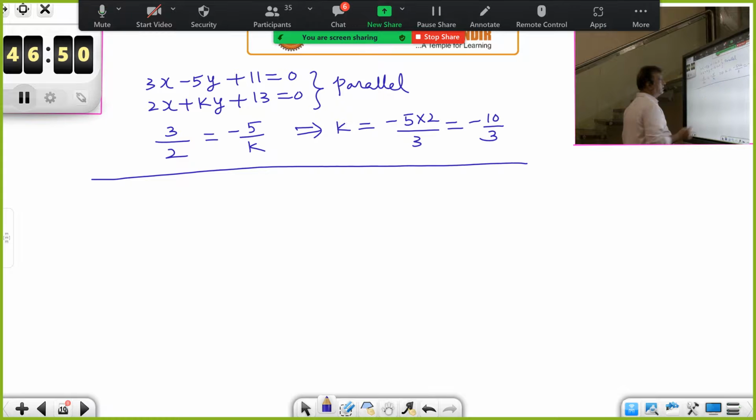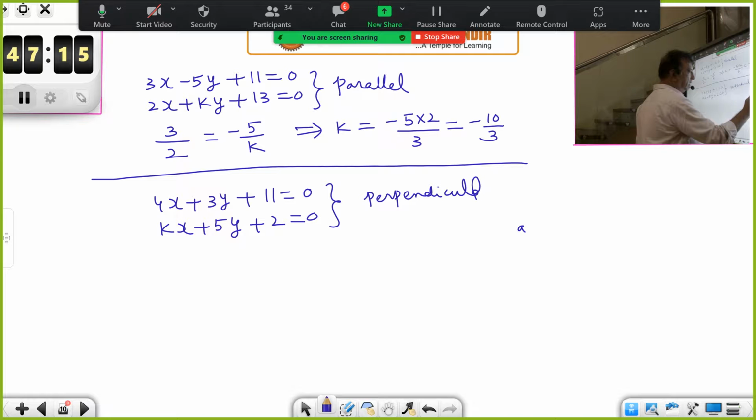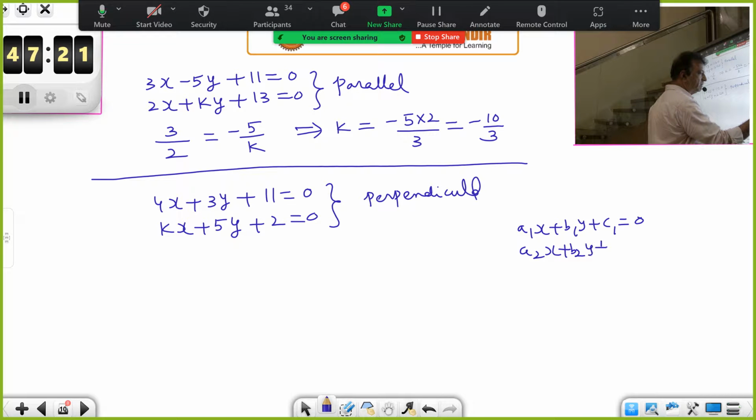Now, Shilpita, another question, perpendicular. Say 4x plus 3y plus 11 is equal to 0 and kx plus 5y plus 2 is equal to 0 are perpendicular lines. Find the value of k. Now, Shilpita, I will write two lines, a1x plus b1y plus c1 is equal to 0, a2x plus b2y plus c2 is equal to 0. For these two lines to be perpendicular, what is the condition?